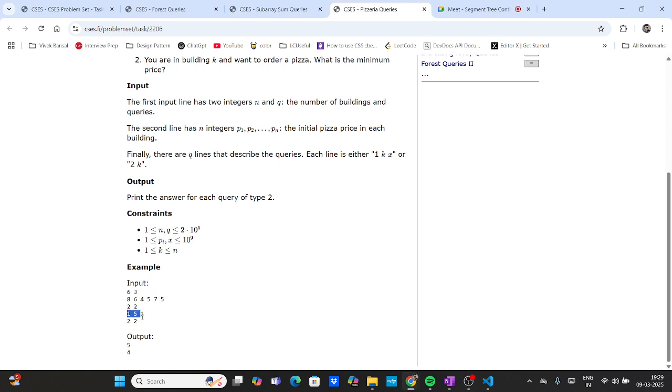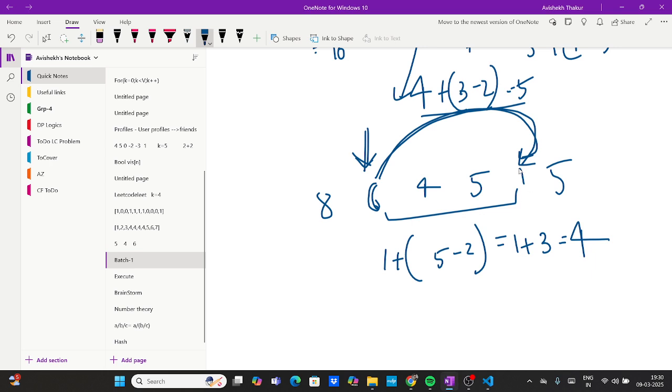You wrote it as 1. No, we have changed it. Change the fifth building's cost to 1. Can you see this query? There is one more query, no? After the change, okay, so this is 1. So now did you understand, guys, why the answer is 4?